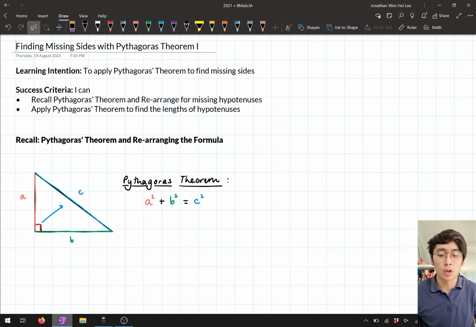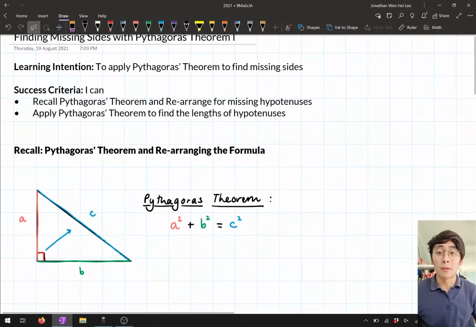If you have a look at today's learning intention and success criteria, we want to be able to apply Pythagoras' theorem to find missing sides. And in today's lesson, we want to firstly recall Pythagoras' theorem and rearrange for missing sides, and then apply Pythagoras' theorem to find the lengths of hypotenuses. So let's get into it.